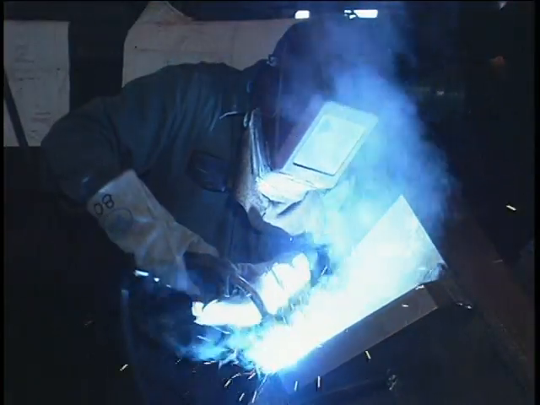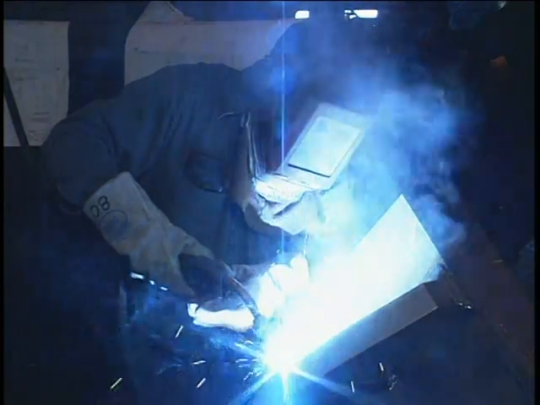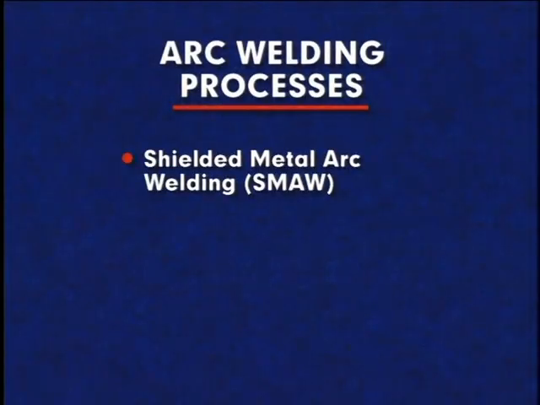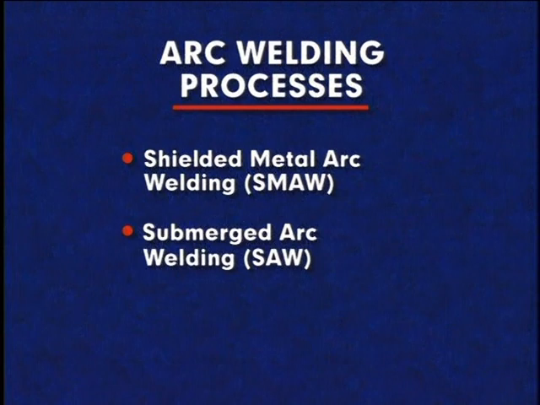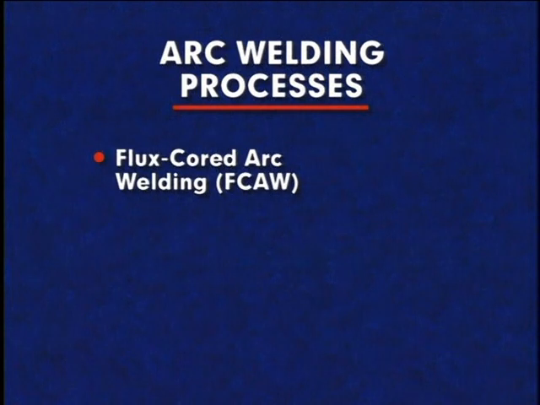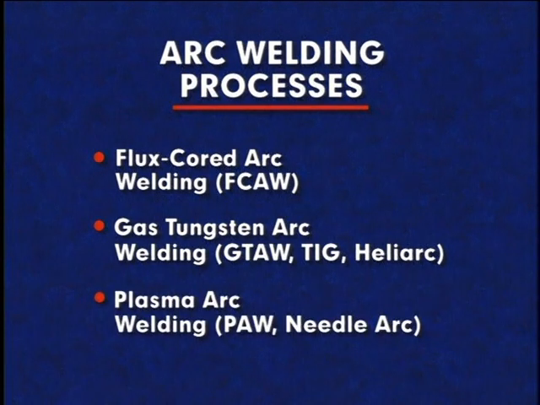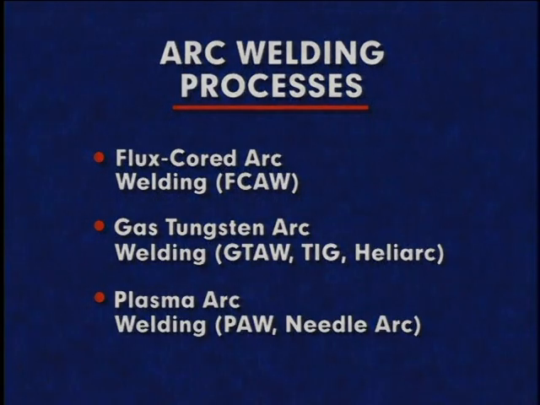Arc welding encompasses a variety of processes, the primary types being shielded metal arc welding, submerged arc welding, gas metal arc welding, flux cored arc welding, gas tungsten arc welding, and plasma arc welding.